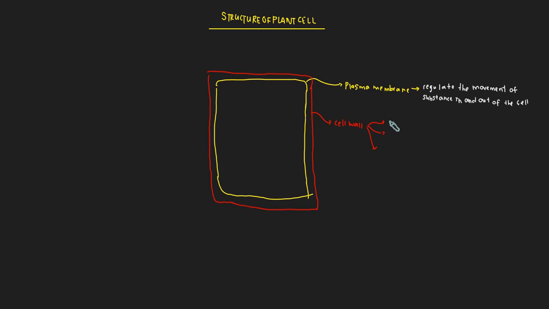Alright, the first one is to provide mechanical support. The second function is to maintain the shape of the cell. And last but not least, the main function of the cell wall is to prevent bursting. Bursting is caused by the high turgor pressure due to osmotic pressure.